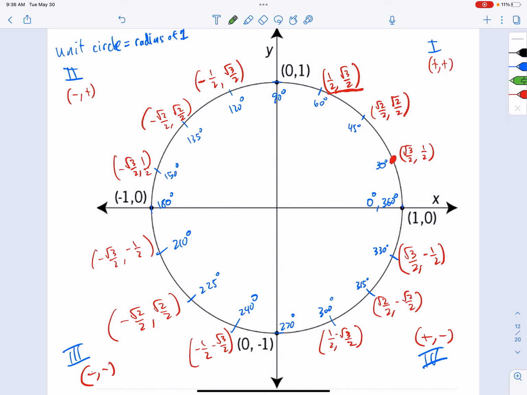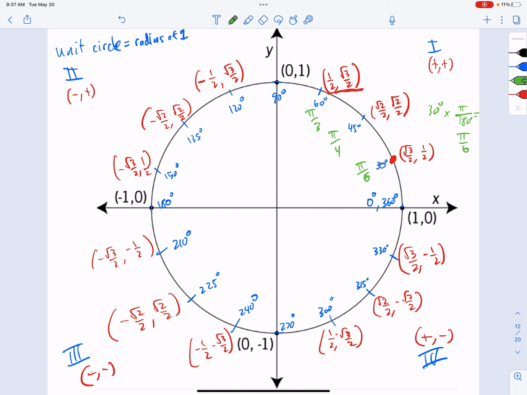The last thing to fill in on the unit circle is all the radian measures for each of these angles. So for 30 degrees, remember to convert between degrees and radians. I multiply from degrees to radians, I multiply by pi over 180 degrees. And if I do that, I'm going to get pi over 6. So this is pi over 6. And I could keep doing that conversion all the way around, but I have these memorized.